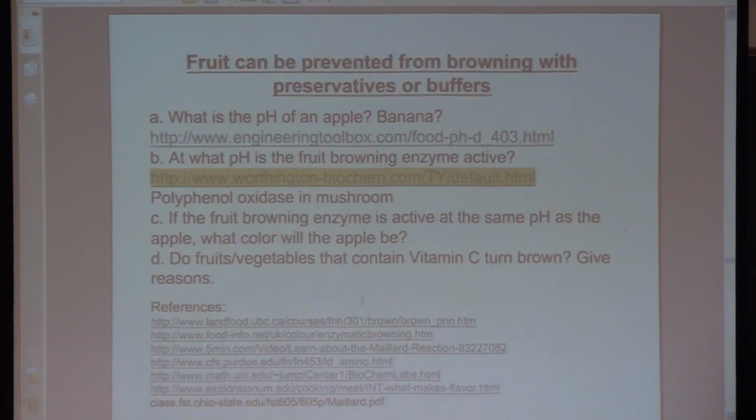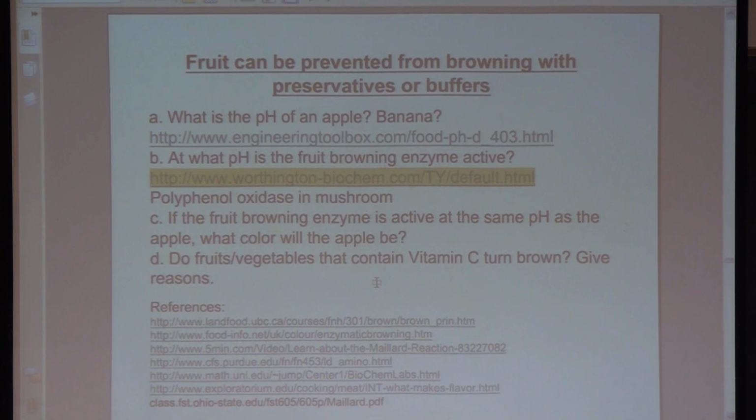So if you put vitamin C on fruit, is the vitamin C going to help it turn brown or prevent it from turning brown? Yeah, so if vitamin C is an antioxidant, we expect that the vitamin C would prevent the fruit from turning brown. So you'll actually try that in lab too. Use vitamin C as one of your experiments to see how that works.